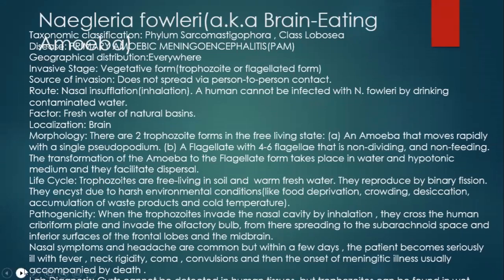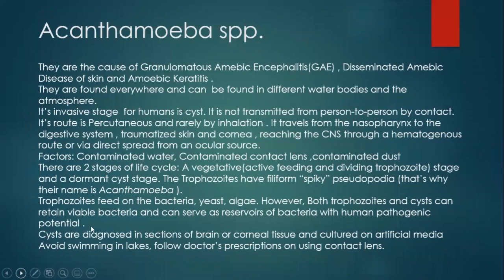Now, the next one is finally Acanthamoeba species. These organisms cause what is called GAE, granulomatous amoebic encephalitis. Also, they can cause disseminated amoebic disease of the skin, and they can cause amoebic keratitis. From Latin, keratitis, inflammation of the cornea. So they are found everywhere. They can be found in different water bodies.